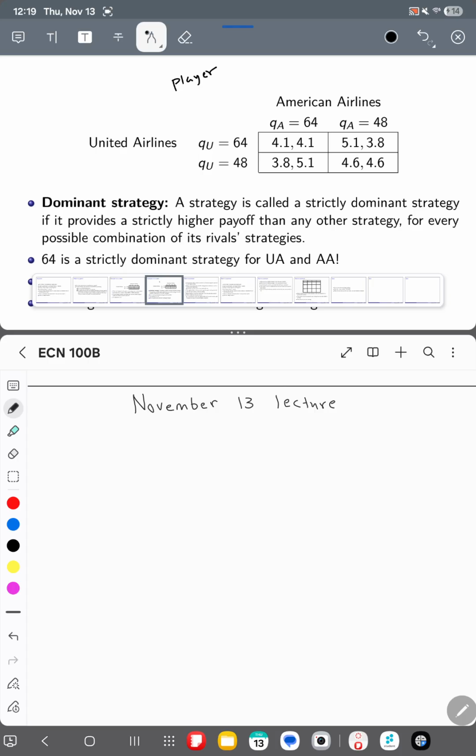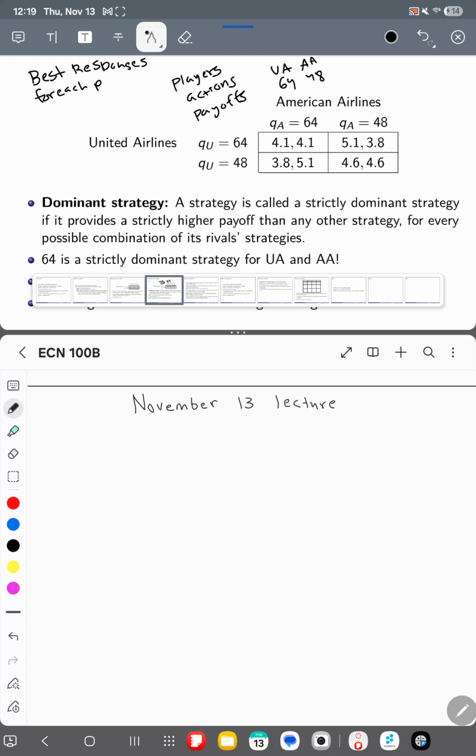The next thing that we talked about, and this is just part of the review again, is that whenever you find a game, you want to figure out the best responses for each player. That's probably the first thing you want to do. So let's just do that right now. Let's say that we're going to use triangles for the best responses of United Airlines, and squares to denote the best responses for American Airlines. That's going to be our notation.